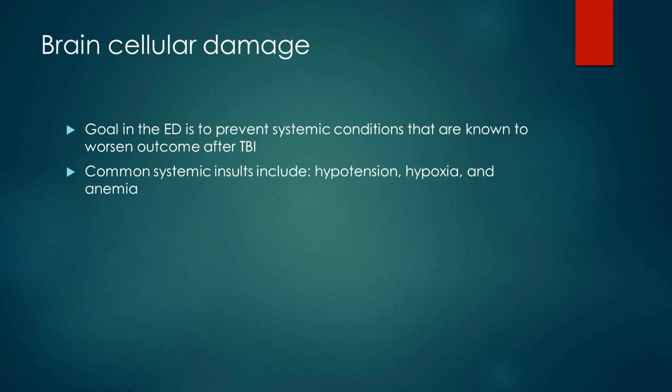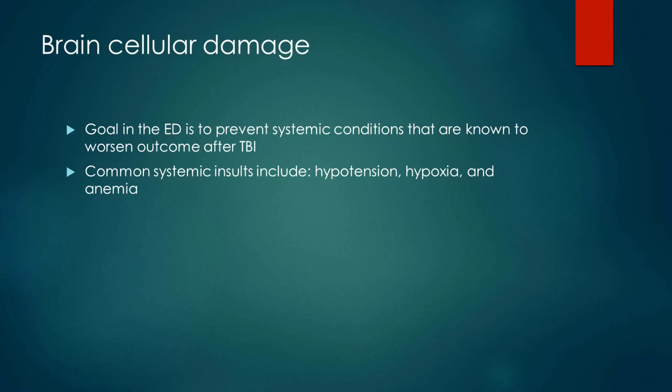Common systemic insults include hypotension, hypoxia, and anemia. Systemic hypotension in this case is defined as less than 90, and it reduces cerebral perfusion, leading to ischemia and infarction. The presence of hypotension nearly doubles mortality from head injuries, so keeping that in mind is important. A PO2 of less than 60 can be caused by apnea from brainstem compression, airway obstruction, or chest wall injury. That also worsens outcomes.